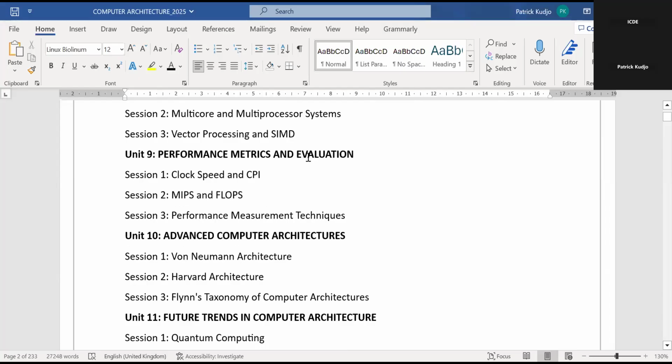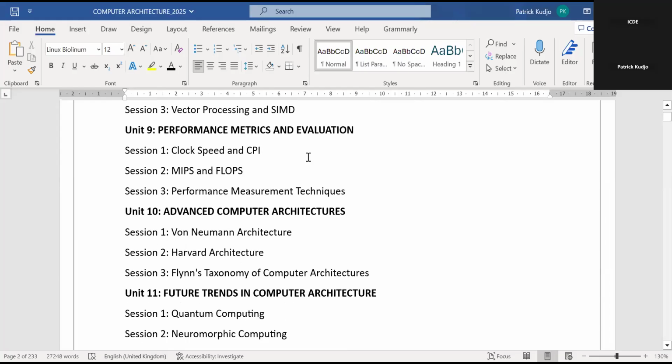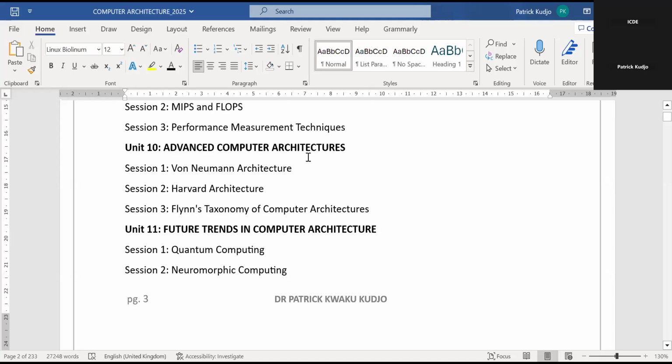performance metrics and evaluation, where we are looking at the clock speed and MIPS, FLOP, performance measurement techniques. All these things will be discussed under the performance metrics and evaluation.